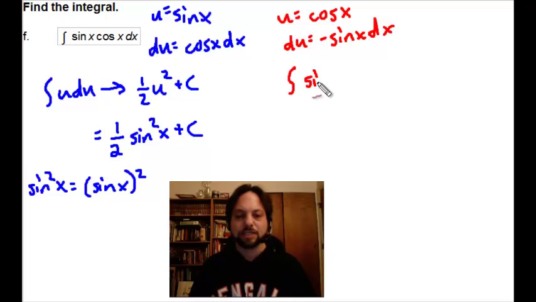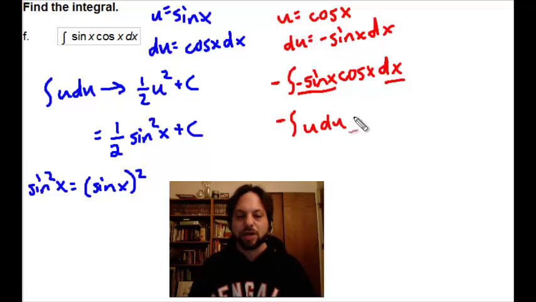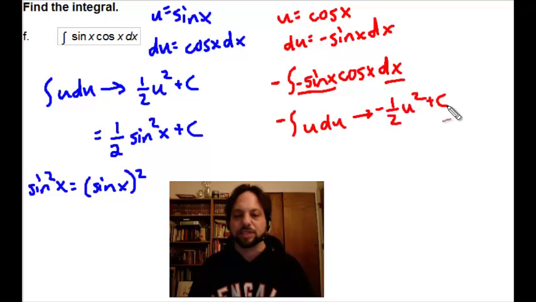We would have sine x cosine x dx, but du would be negative sine x dx, so we need a negative sign in there. What I could do is just put the negative there, as long as I balance it outside. Now I can turn this into negative integral of u du, and of course that will lead us to negative 1/2 u squared plus c, giving us a final answer of negative 1/2 cosine squared x plus c.